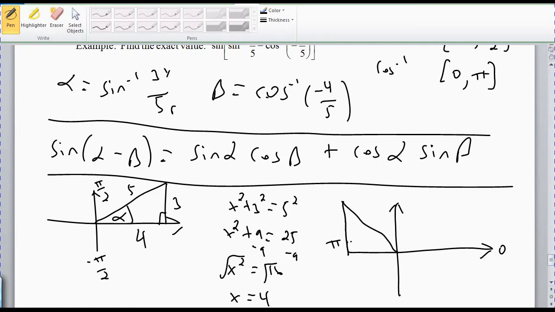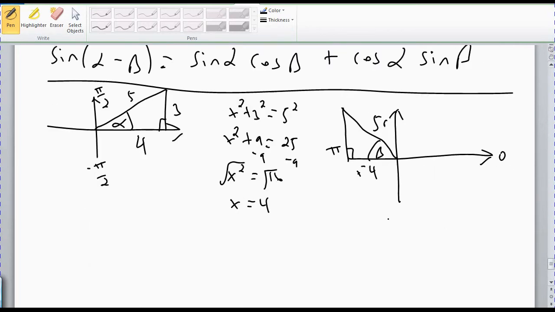I'm going to draw my right triangle. Call that beta. Negative 4 over 5, that's 4, and that's 5, x and r. It's actually a negative 4, but when I did the Pythagorean Theorem, I'm going to think it was a 4. If you look, it's the same triangle. So that automatically tells me that that side is going to be 3. 3, 4, 5 is a 3, 4, 5 triangle.